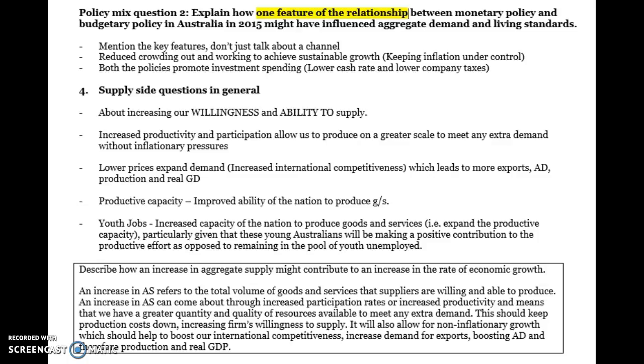Other things you could mention are that lower budget deficits are helping to reduce crowding out, which is achieving more sustainable growth, and therefore allowing for lower interest rates and supporting the lower interest rate setting. Or that fiscal consolidation, the government trying to consolidate its finances, is allowing the RBA to be more expansionary and promote growth without inflationary pressures. But you need to analyse some feature of the relationship. It's not enough to just go off on a tangent and talk about what one of these policies is doing to promote living standards. I'll talk about the next parts in the next video.